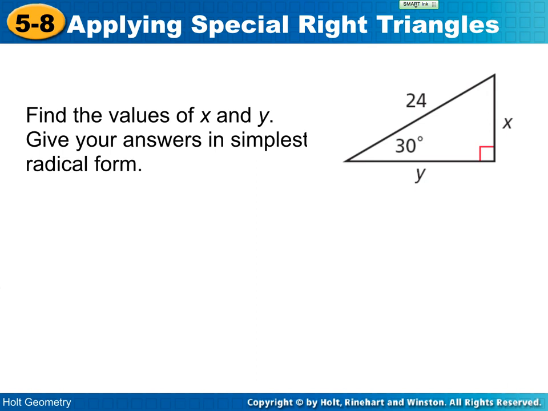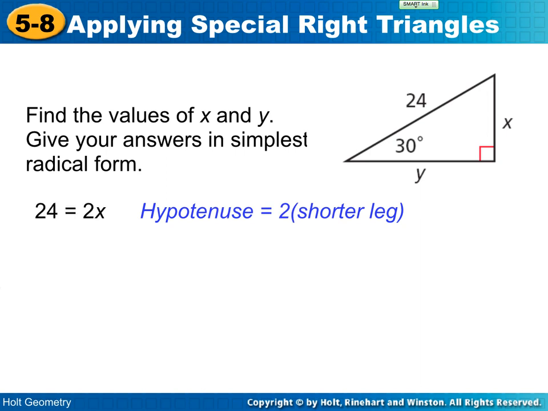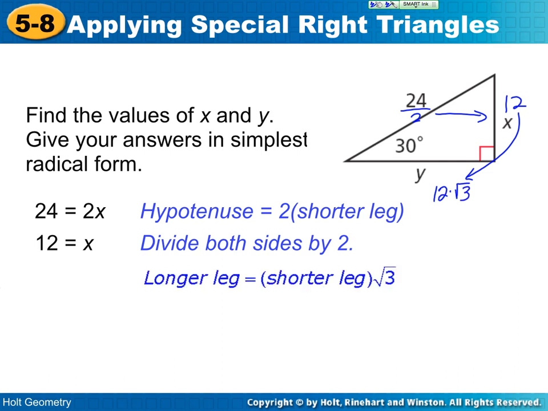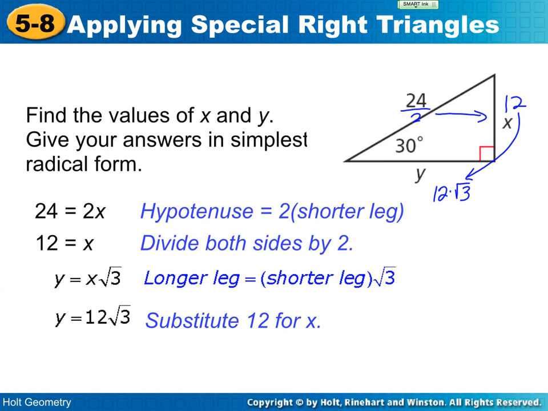So any more marker boards to see? Some of you showed me them. Okay. Short leg should have been 12. So take the hypotenuse and just divide it by 2 to get the short leg. And then take the short leg times square root of 3 to get the longer leg. So it should have been 12, and 12 times the square root of 3.